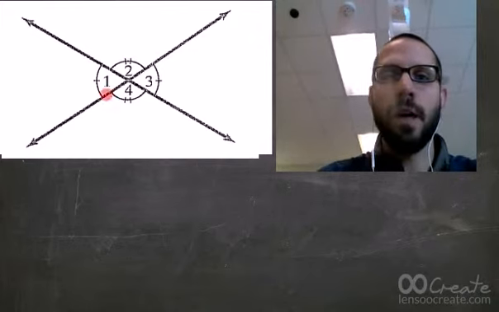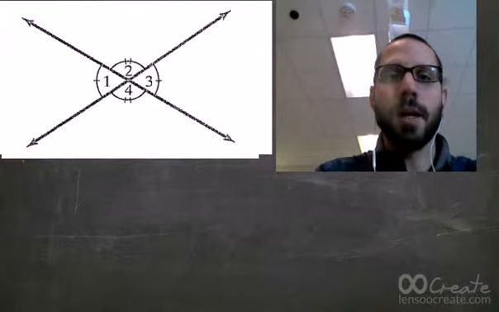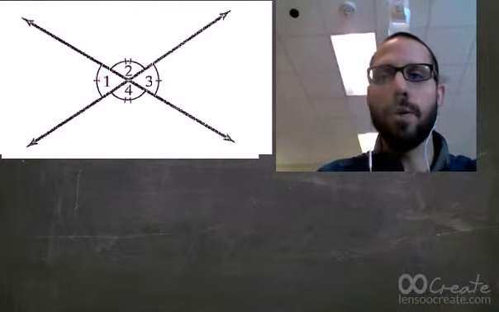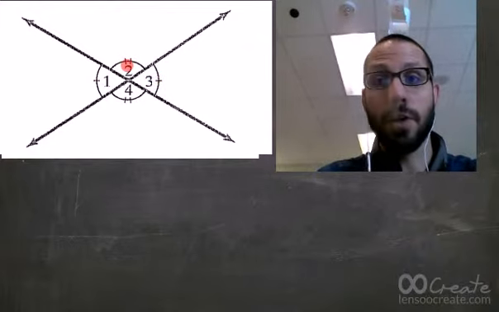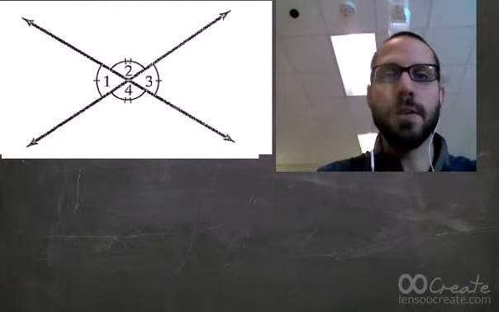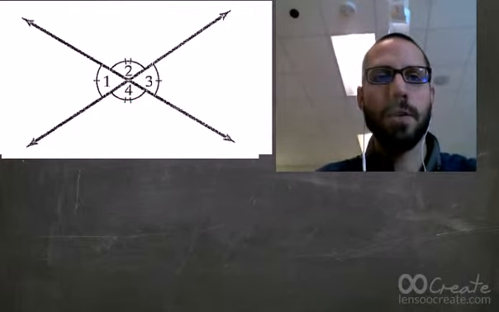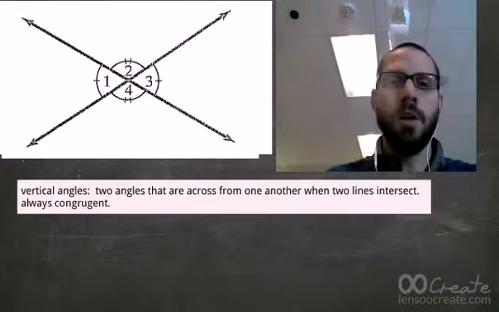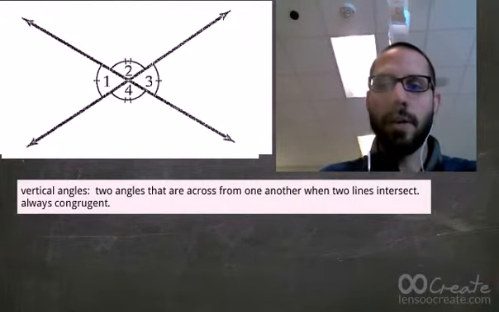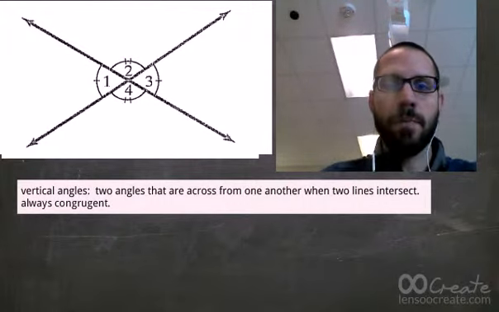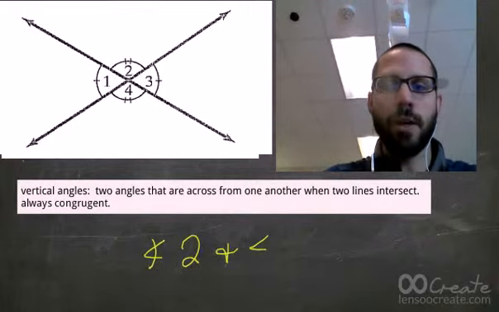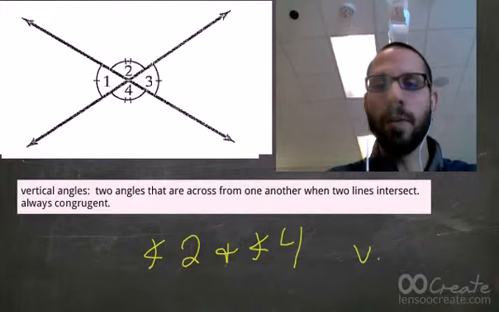All right, our next definition is vertical angles. We've got two lines here, and we have some geometry tick marks going on. Angle 1 is congruent to angle 3. Angle 2 is congruent to angle 4. What those pairs of angles are called is vertical angles. So vertical angles are across from each other when two lines intersect, and they are congruent. Two angles that are across from one another when two lines intersect, angle 2 and angle 4 are vertical angles.